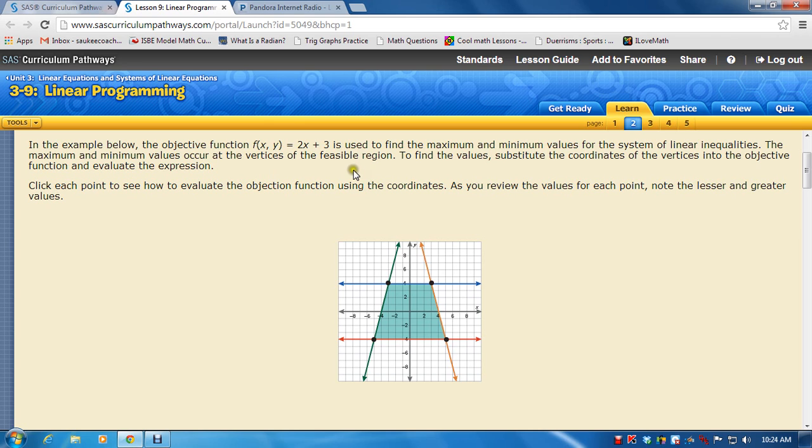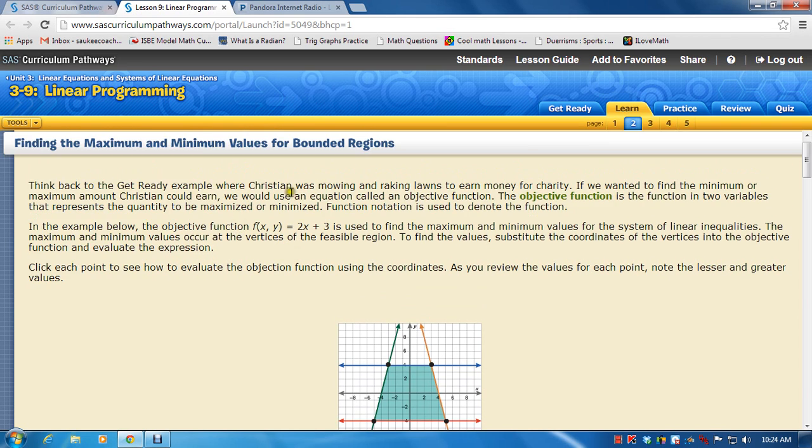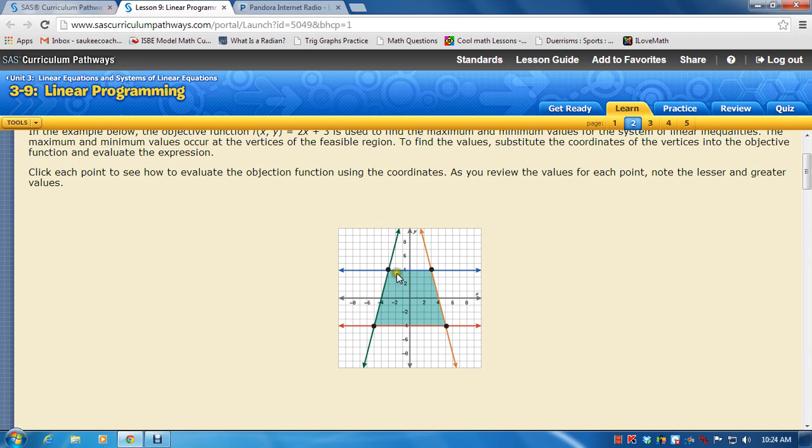You've got an objective function here. It's the function in two variables that represents the quantity to be maximized or minimized. Now, we'll use function notation because we are going to plug in x's and y's. So if we're given this objective function right here, it's going to show us how to do this. Click each point, I'm sorry.